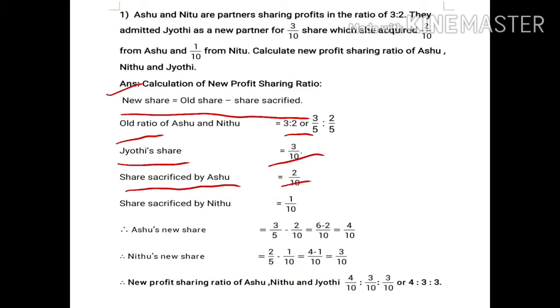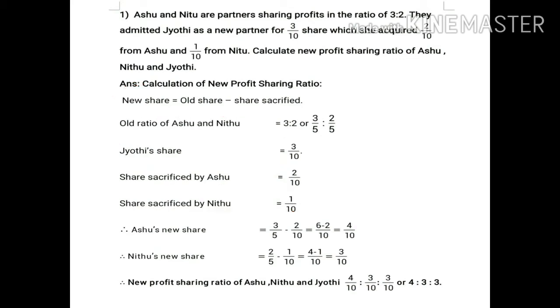Okay, and share sacrificed by Ashu, how much? 2/10, provided in the problem. And next, share sacrificed by Neetu, 1/10. That information is also provided in the problem. Using this information, we have to calculate the new profit sharing ratio. Next, Ashu's new share, using this formula.